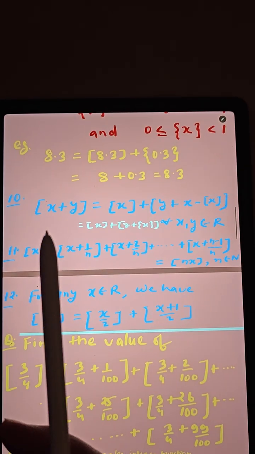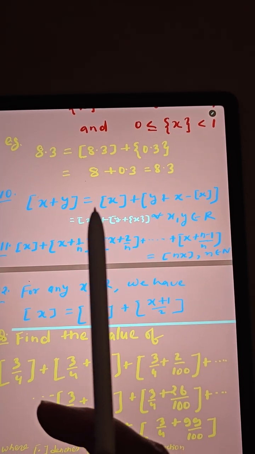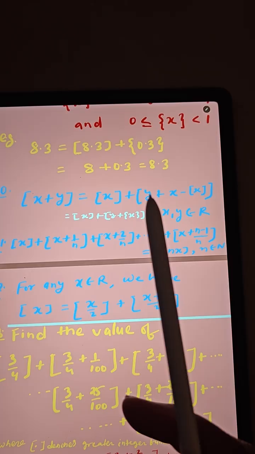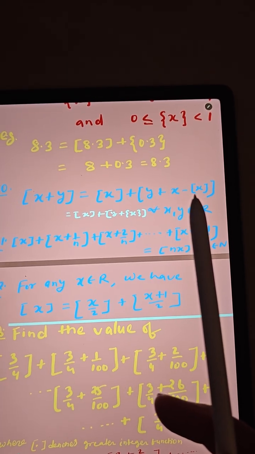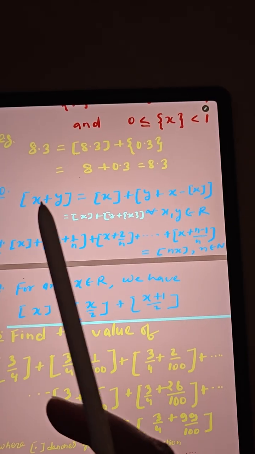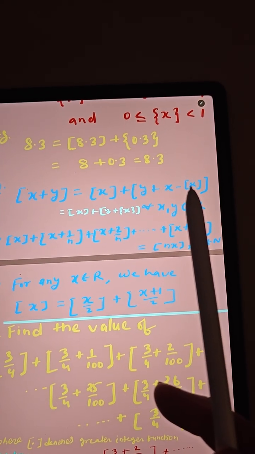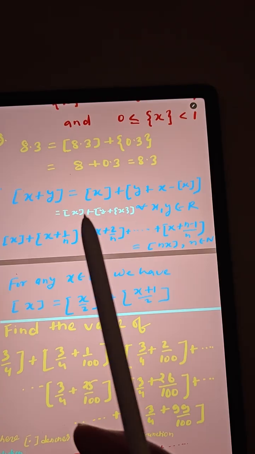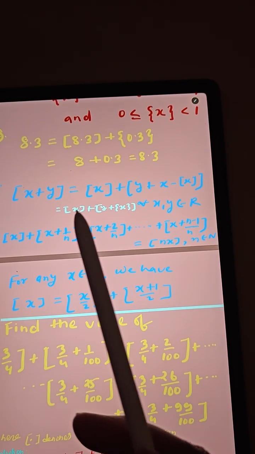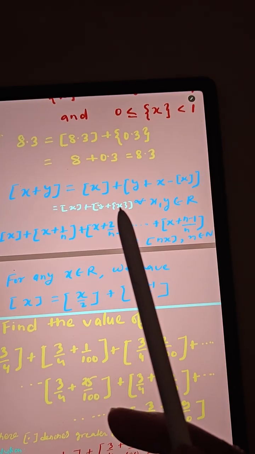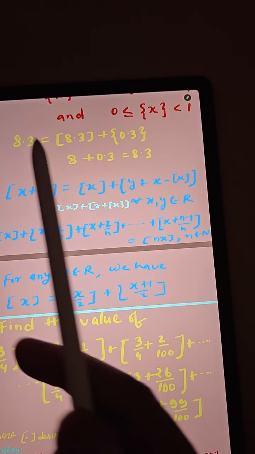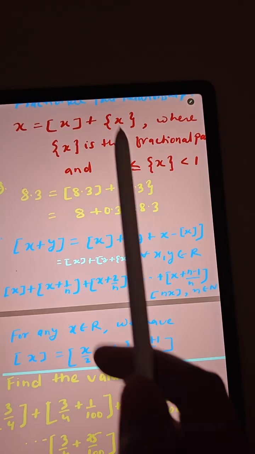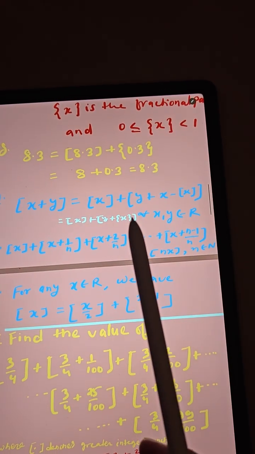Now another property: the greatest integer function of x plus y can also be written as the greatest integer function of x plus the greatest integer function of y plus x minus the greatest integer function of x. Okay, so this can be written like this also. It will be helpful in solving IIT-type problems that I will explain to you later. You can also write this as the greatest integer function of x plus y plus this fractional part of x. Okay, because here x minus the greatest integer function of x will give you the fractional part. So in another way you can write it like this also.